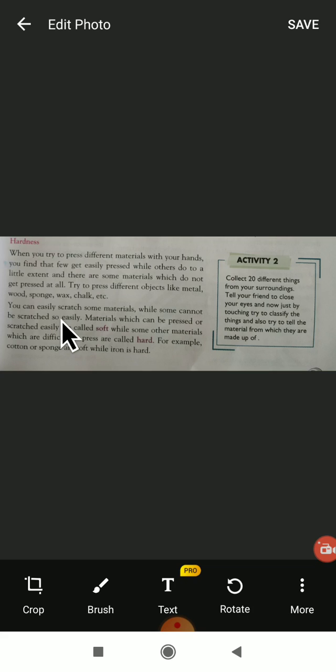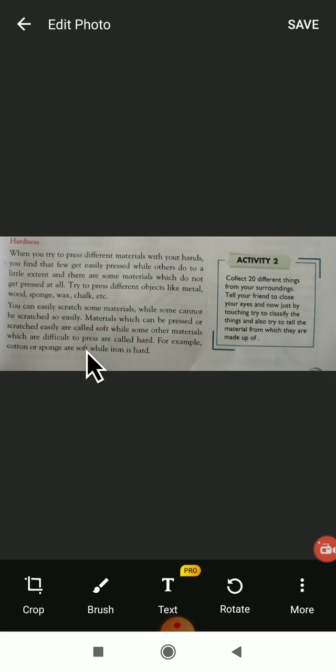You can easily scratch some materials while some cannot be scratched so easily. Materials which can be pressed or scratched easily are called soft. A sponge we can press and scratch easily, so it is a soft material. Materials which are difficult to press are called hard. What is the meaning of hard? The materials which are difficult to press are hard.